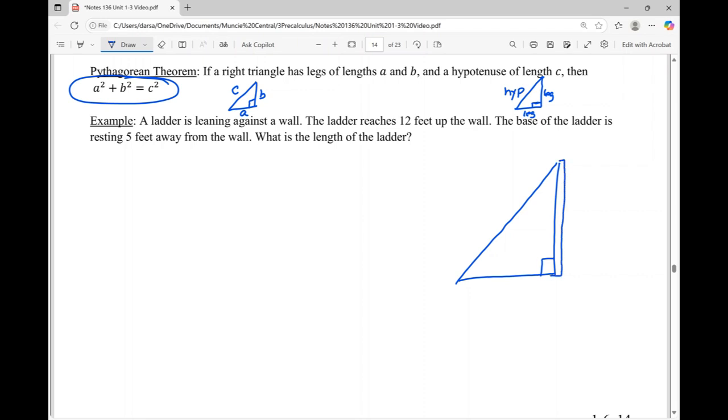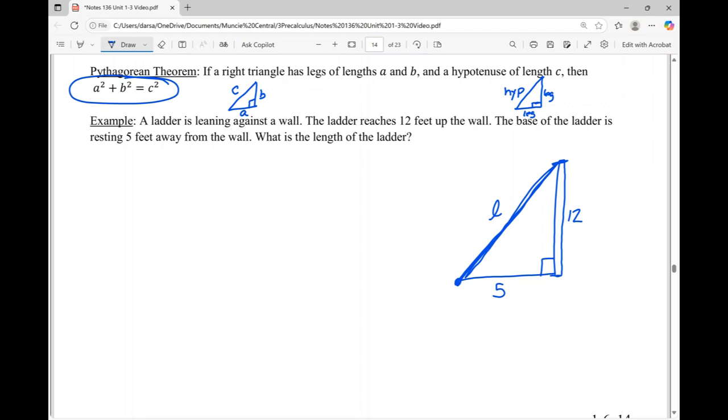Here is our wall, and this is the ladder that is on the diagonal, right? Well, what do we know about the wall? We know that the ladder, where it reaches all the way up the wall, is 12 feet high. And we also know that from the base of the wall over to the end of the ladder that's on the floor, that is 5 feet away. And they're asking us, well, what is the length of that ladder?